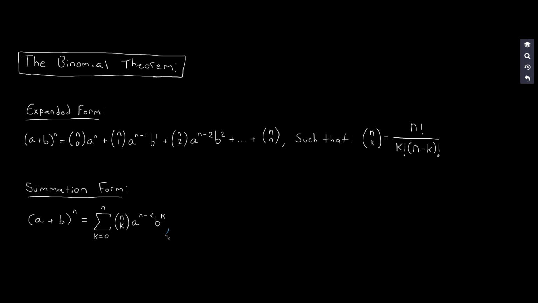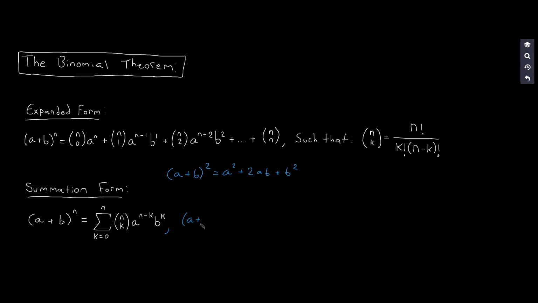So let's work through an example using the summation notation. Ignore the expanded form for now. Let's say that we don't have a plus b raised to the second power memorized. Let's say that we don't know that it's a squared plus 2 times a times b plus b squared. Let's say that we didn't memorize that. So how could we come up with this answer using the summation form?